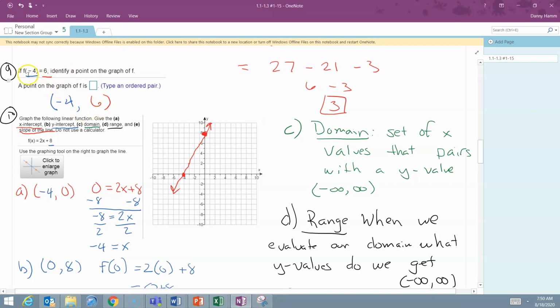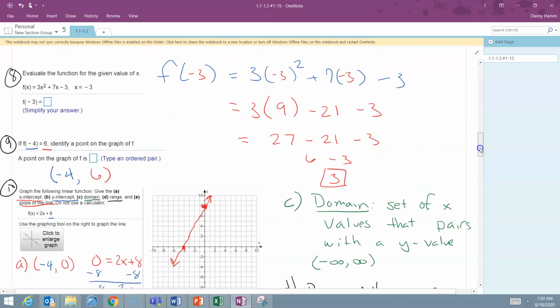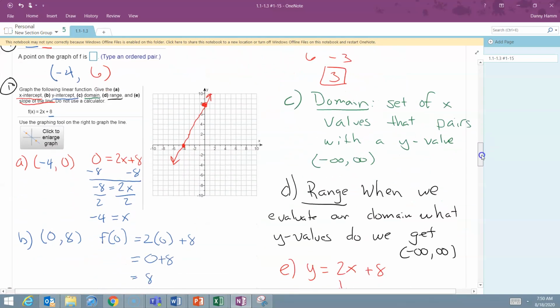I am plugging in the x value of negative 4, so my x value is negative 4, and when I do that, I get 6. And if we look up at this one above, we could write this as f of negative 3 equals 3. So if we were to write it as an ordered pair, it would be negative 3, 3. And in this case, it's negative 4, 6.